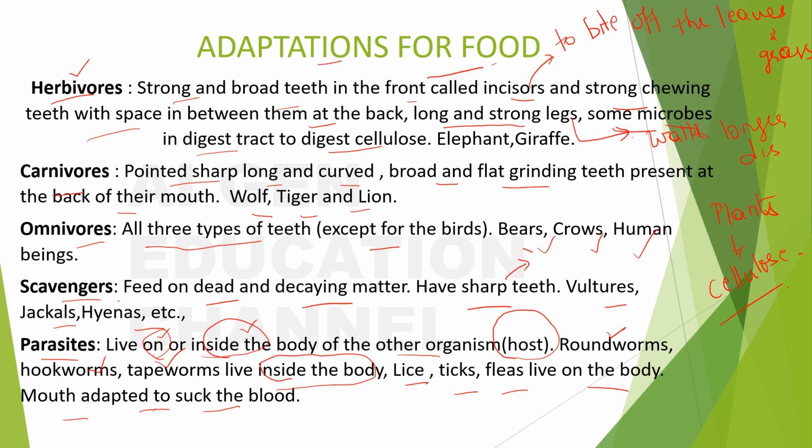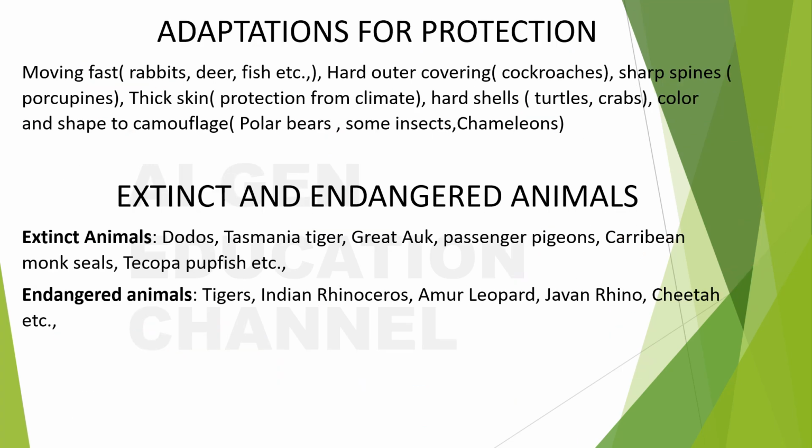Okay, we regularly have these deworming tablets, right? So in order to get rid of these parasites, we take these deworming tablets. Okay, now we are done with the adaptations for food. So next we will see about adaptations for protection. Moving fast. So some animals like rabbits, deer, fish, etc. have learned to move fast so that they can escape from the predator.